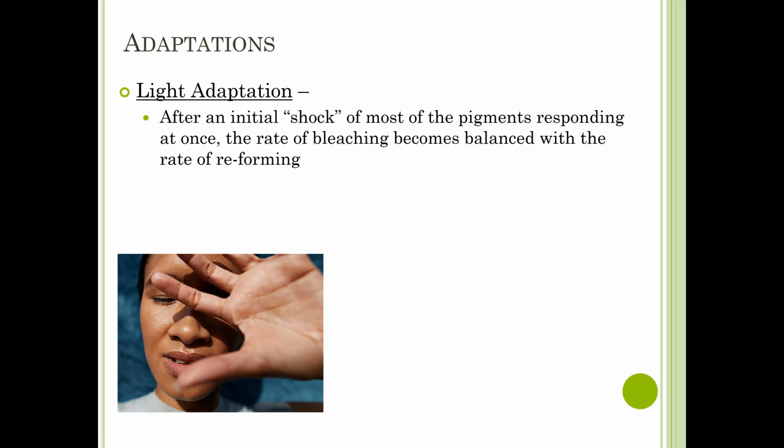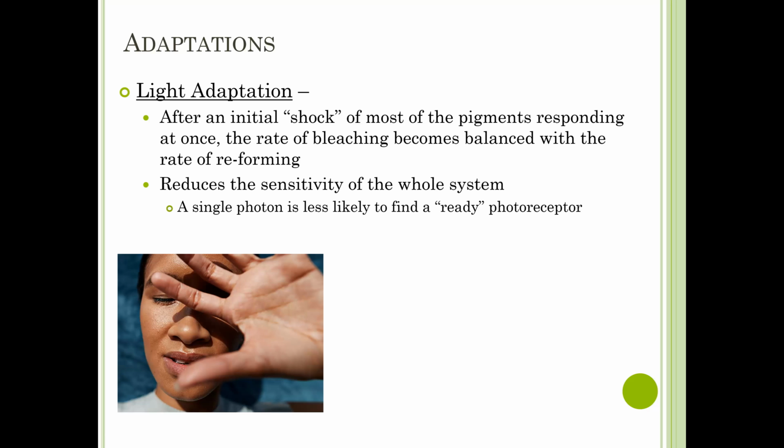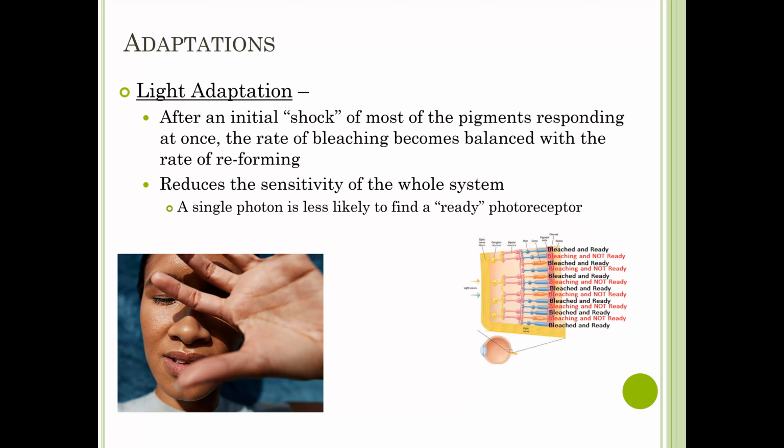But then as you stay in bright light, the rate of bleaching becomes balanced with the rate of reforming, and the whole system has a reduced sensitivity, but because there's still enough photons around, because it's bright light, you're still able to see. So in a light adapted state, a single photon is less likely to find a ready photoreceptor. So think of it this way. If we look at our little line of photoreceptors again, this one up here is bleached and ready for a new photon of light.